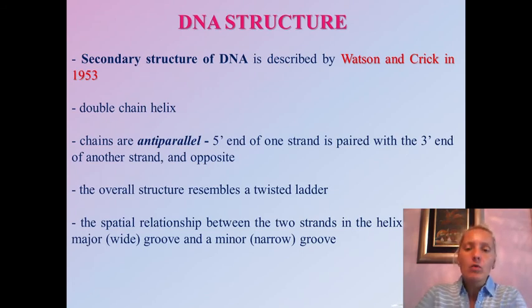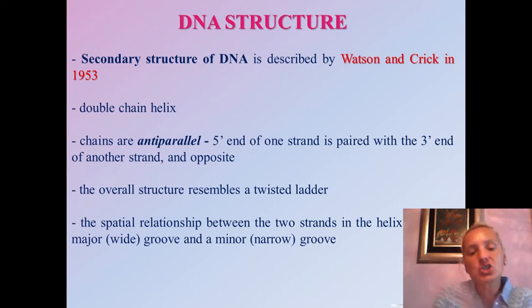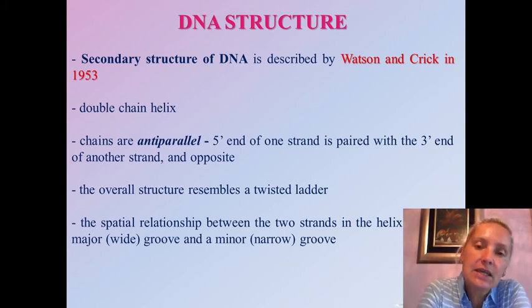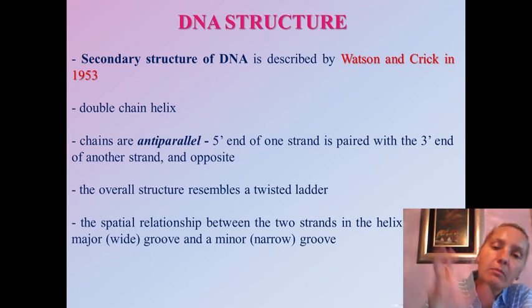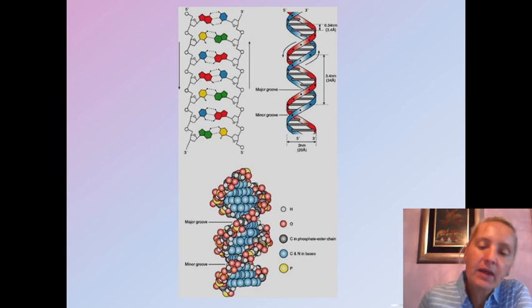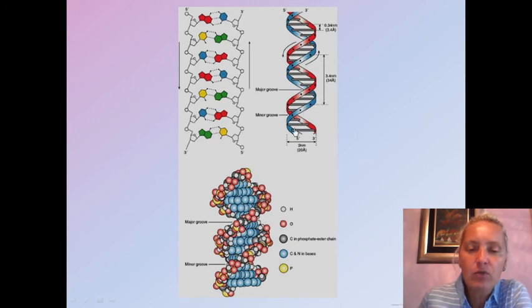So, what else did Watson and Crick propose? That the overall structure actually resembles a twisted ladder, and the spatial relationship between 2 strands in the helix creates a major or wide groove and a minor or narrow groove, and this is what you can see here. So this is the major groove and this is the minor groove here.